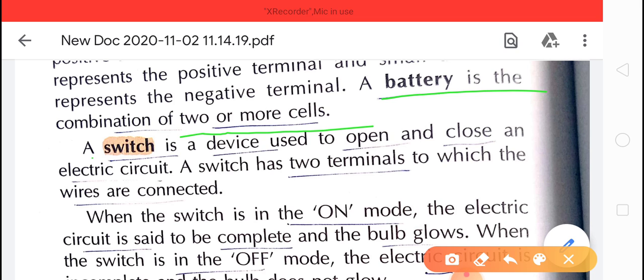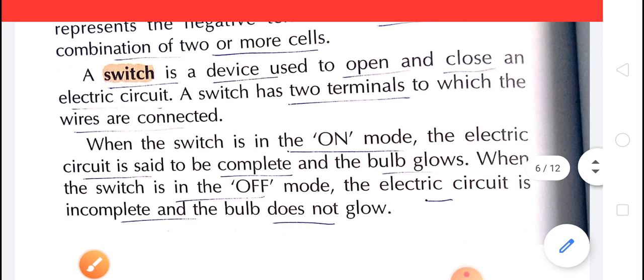Next, children, switch. Switch we already discussed. A switch is a device used to open and close an electric circuit. Basically it is found in the electric circuit and is used to open and close, to switch on or switch off the electrical appliances. A switch has two terminals to which wires are connected, positive and negative.